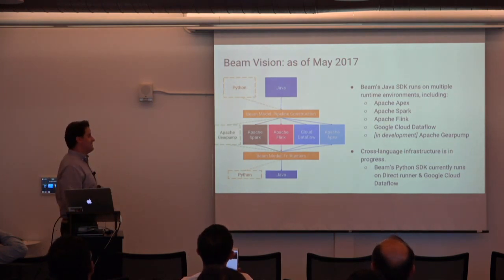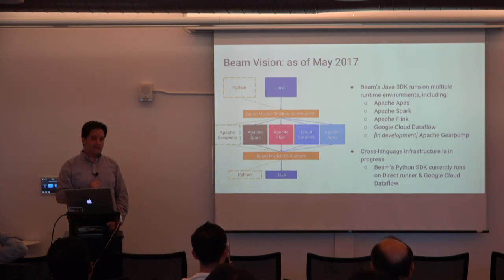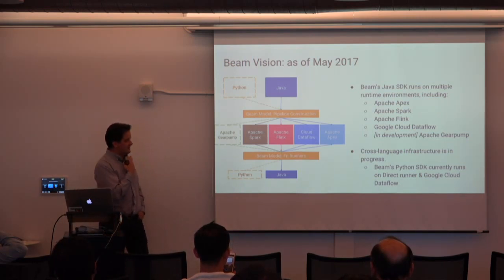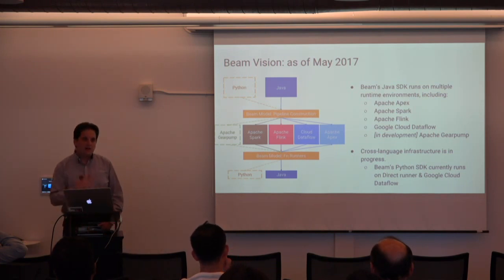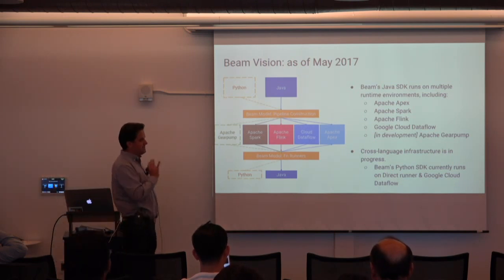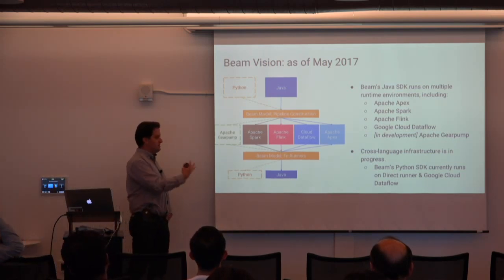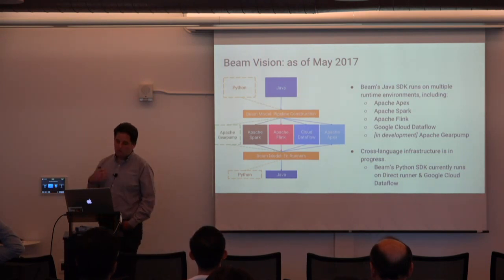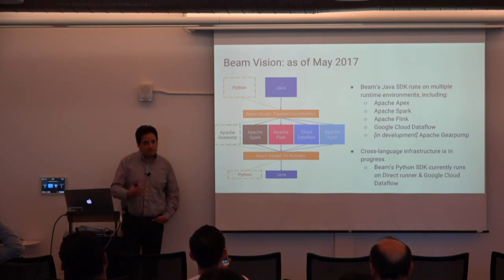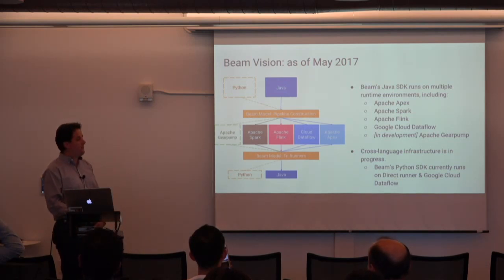Of course, visions are a journey. And as of May 2017, the vision is relatively similar to what we are intending it to be, but not quite. So we have an SDK in Java and Python. The SDK in Java does run on all of these runners. The SDK in Python runs on a subset of them. Cross-language infrastructure is in progress, but otherwise, the Java SDK runs on Apache Spark, on Apache Flink, on Apache Apex, on Google Cloud Dataflow. We have a runner for Apache Gearpump currently being developed in the project, and then we have several runners that are currently being investigated and prototyped.